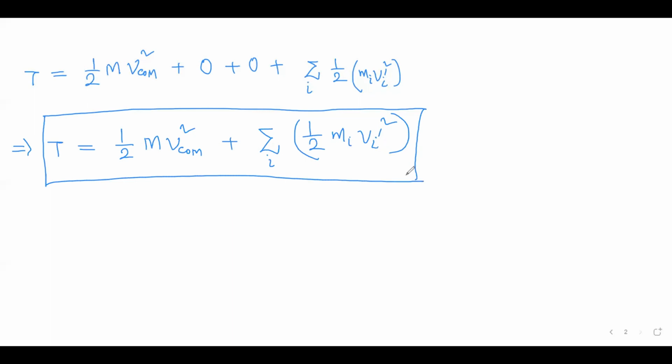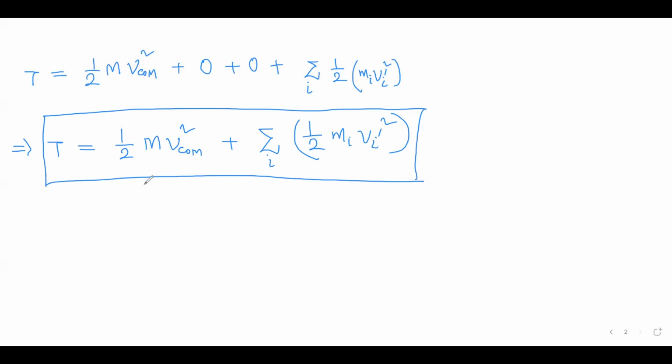So what is the significance of this equation? This equation says that if you want to measure the kinetic energy of the entire system of particles, then first measure the kinetic energy of the center of mass, by considering that all the particles are concentrated at the center of mass, and then calculate the kinetic energy, that is half M VCOM square. Then calculate the kinetic energy of each particle with respect to the center of mass and add them all.